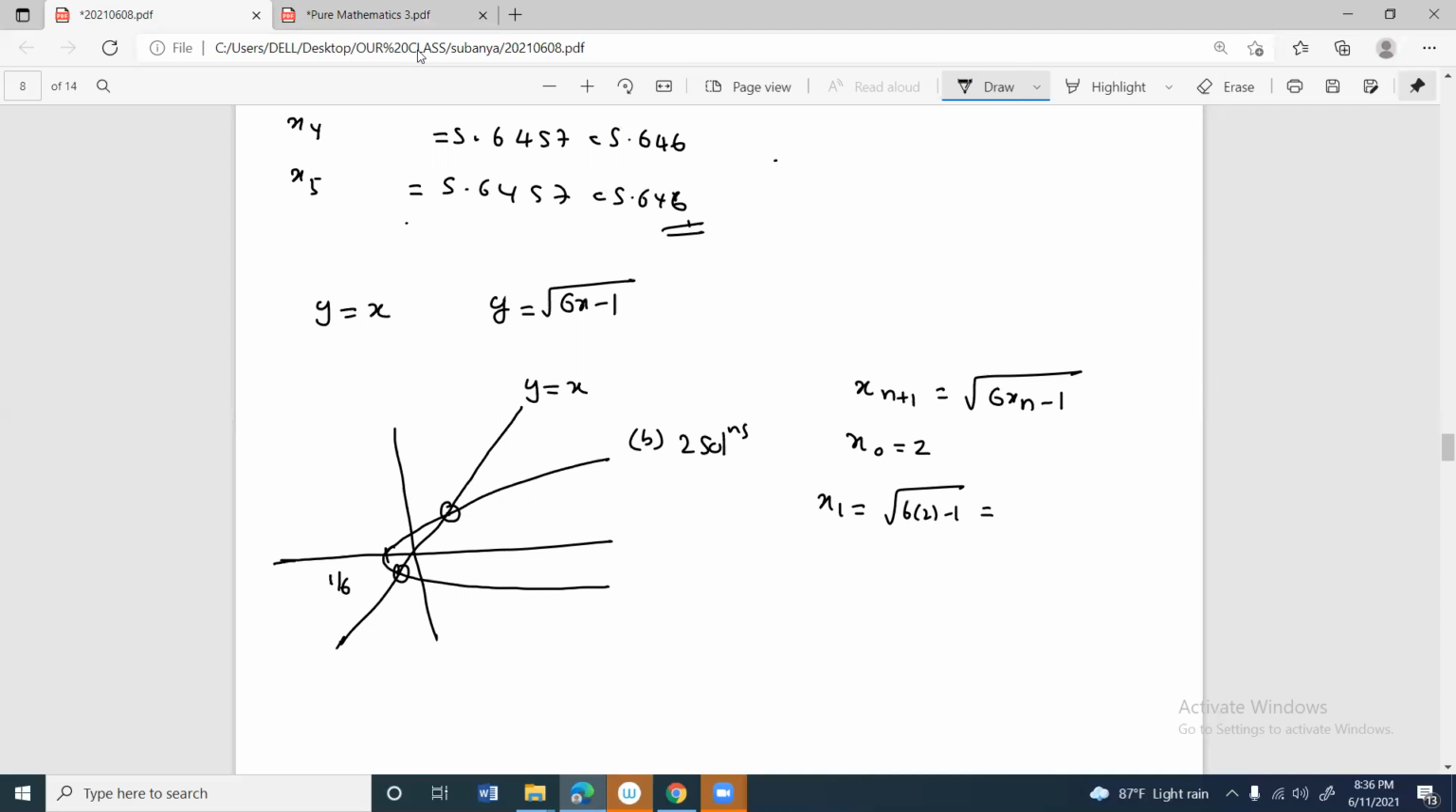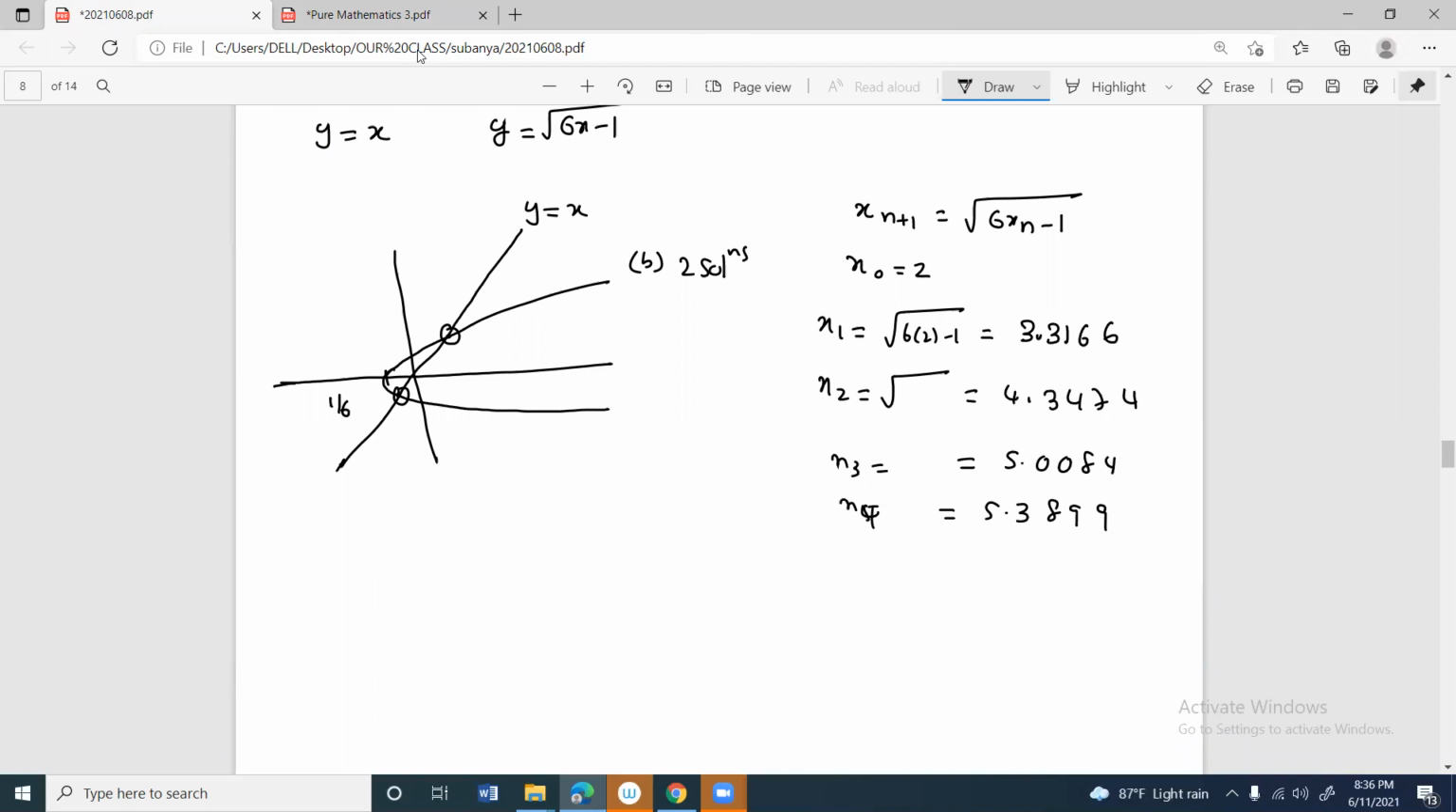So if we just work out 6 times 2 minus 1, the first answer is 3.3166. x2, if you replace this answer over here, turns out to be 4.3472. x3 is 5.0084. x4 is 5.3899. The next one, x5, equals 5.5981.